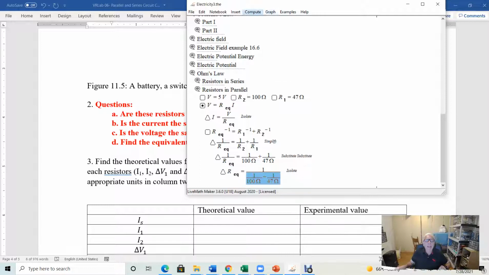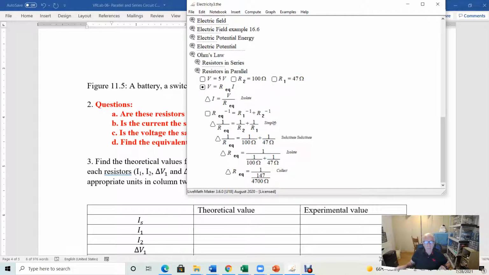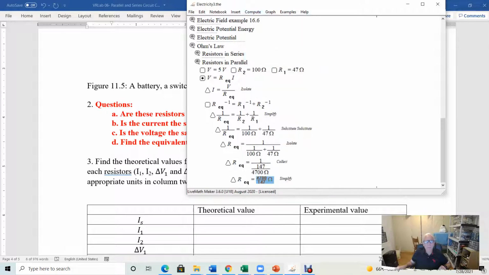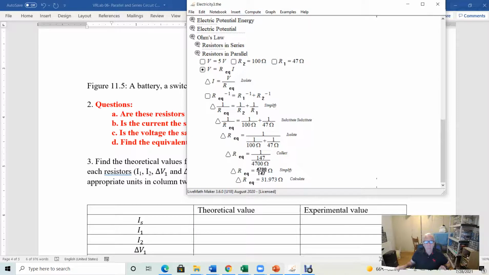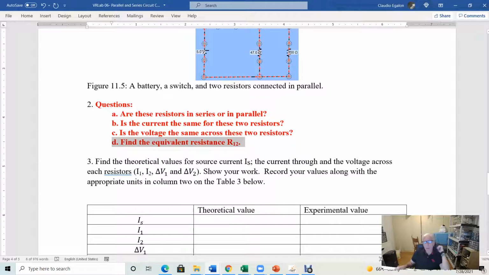We combine that under the same denominator, invert, and calculate. 31.9 ohms. That's the equivalent resistance that I'm getting. Find the theoretical value for the source current. Okay, now we can find the theoretical value for the source current.